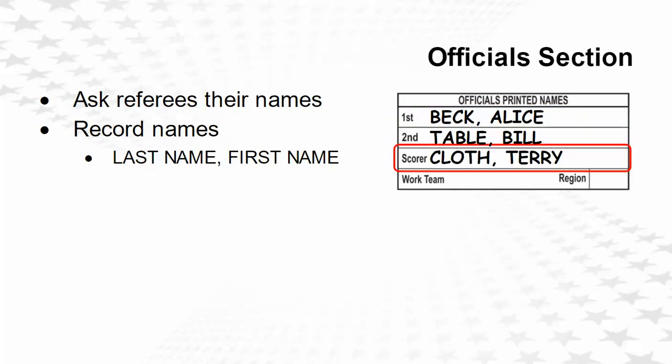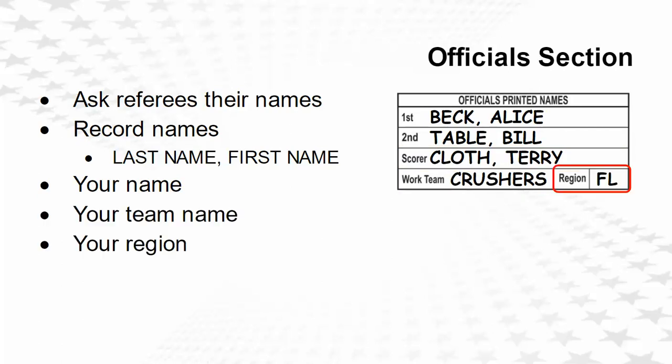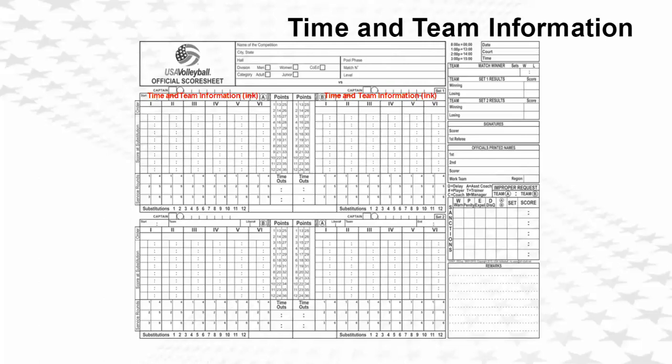You then print your name in the appropriate box beneath the referees and fill in your team name and region. The next area you'll complete is the time and team information row, also in ink if possible.